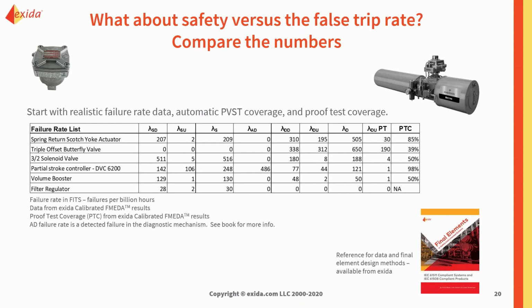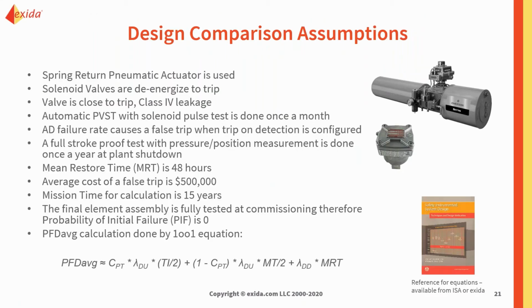What we've got in our example is a spring return Scotch yoke actuator with a triple offset butterfly valve, 3x2 solenoid valve, smart positioner, volume booster, and filter regulator. We're going to be using failure rate from Exida's calibrated FMETA and proof test coverage. So that's where we're going to get our data. And in Exida's experience, it's proven to be very realistic data. So it gives us a great opportunity to do some deep dive comparison.